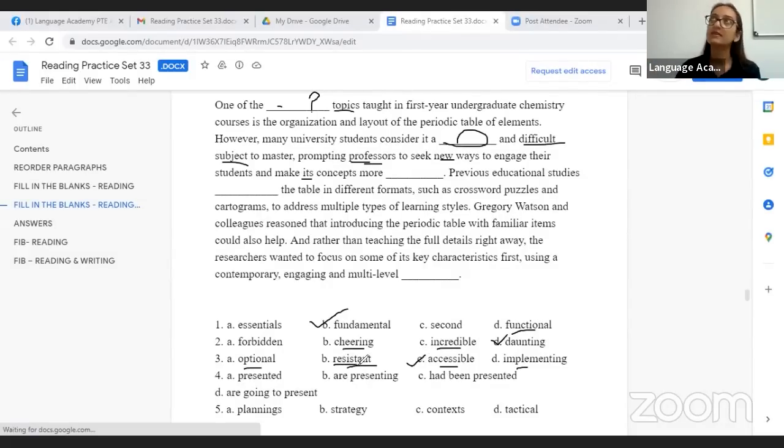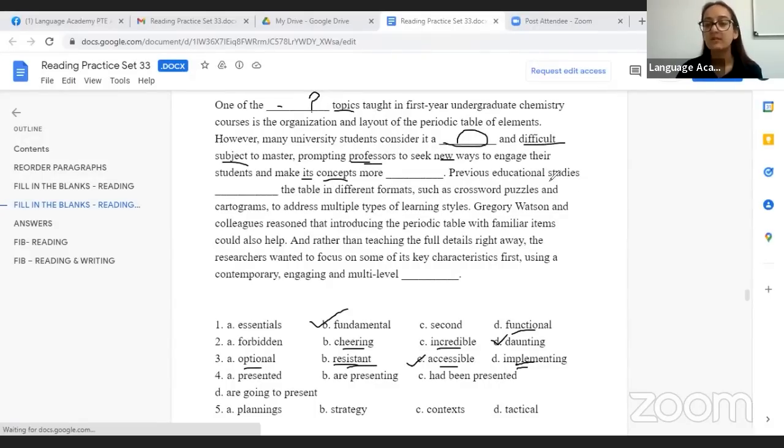Resistant is like we can say iPhones are water resistant, so they are not affected by water. That is how we use the word resistant. Optional and compulsory, we understand. Implementing is to put into practice. We cannot make the concepts more implementing. We'll make the concepts more easy to understand. That is accessible.